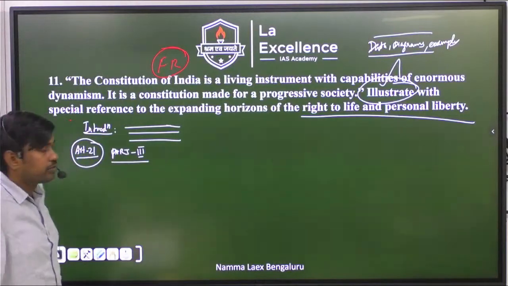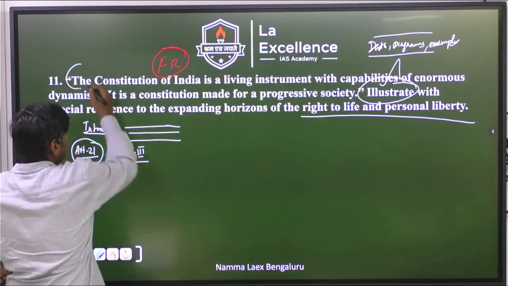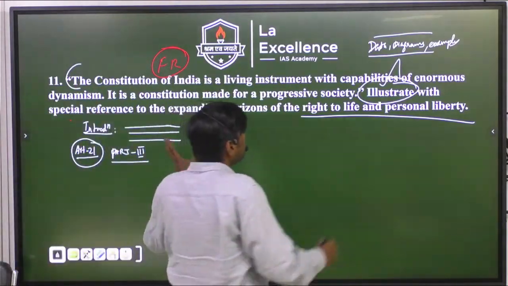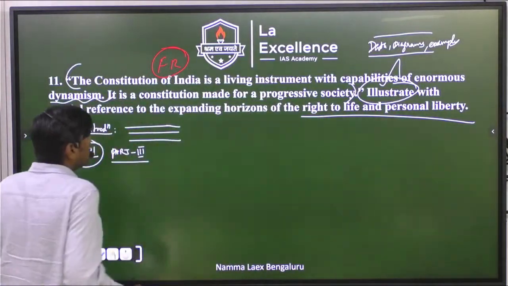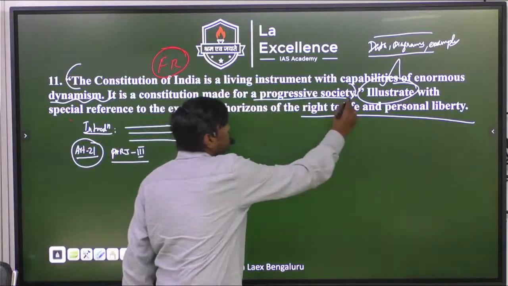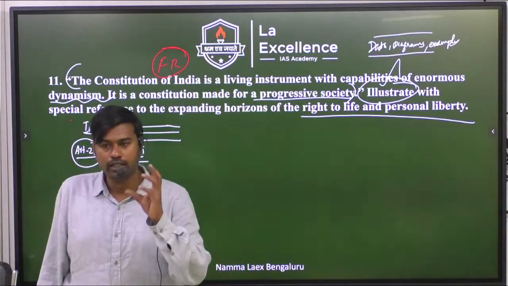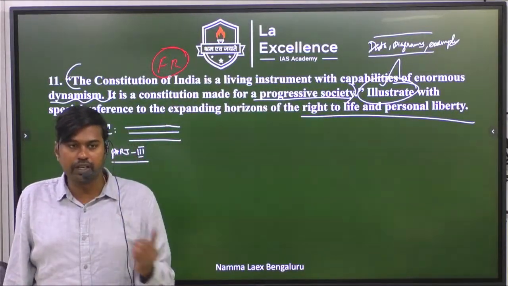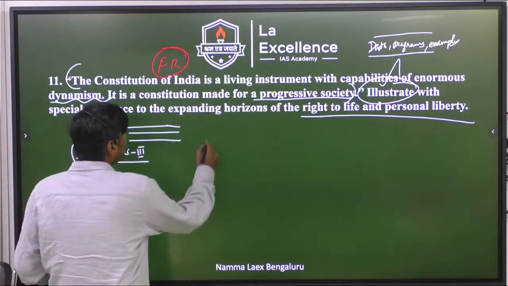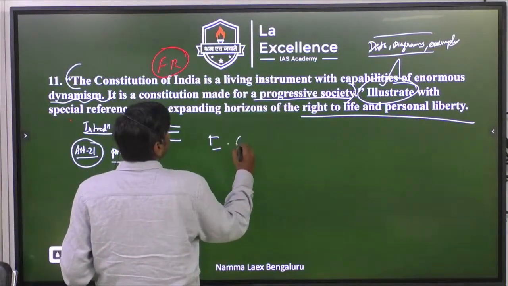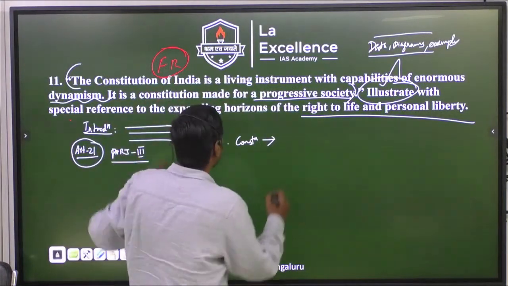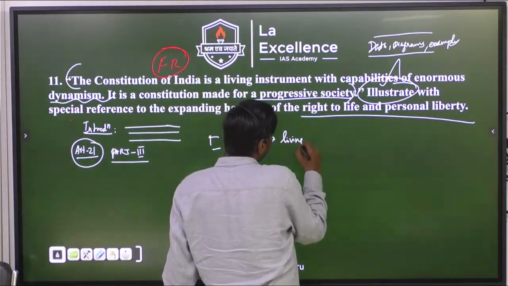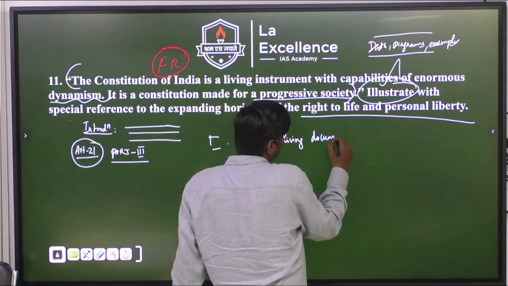That is the second component. The first component is that the Constitution of India is a living instrument with capabilities of enormous dynamism, and it is a constitution made for a progressive society. So you need to talk about some points, 2 or 3 points about this. So put that as the first subheading. That is why we say Constitution, why it is a living document with dynamism. So you can put that as the heading. So what is the reason?